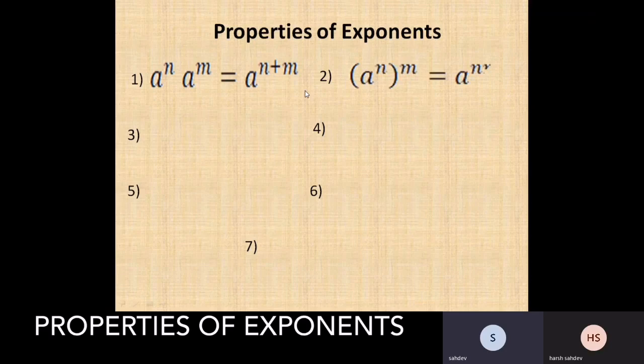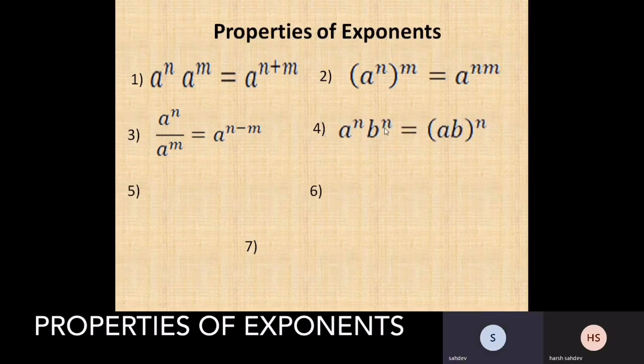Next, a raised power n, bracket, raised power m. Now as the powers are on one another, they will get multiplied. Next, a raised power n upon a raised power m. This shows that as the base is the same, the powers will get subtracted. Next, a^n, b^n. Now the powers are the same but the bases are different. So we can take the power as common and multiply the bases. The same can be done in division also.